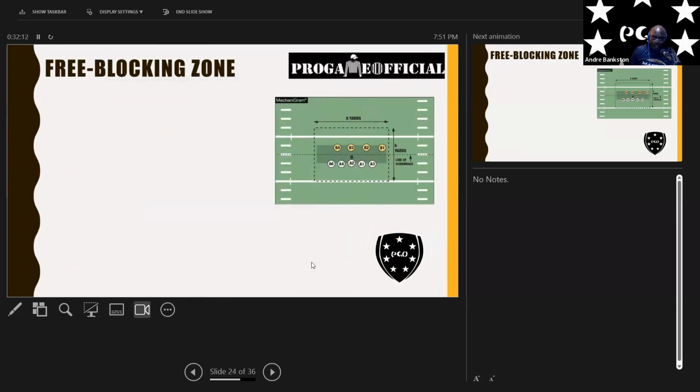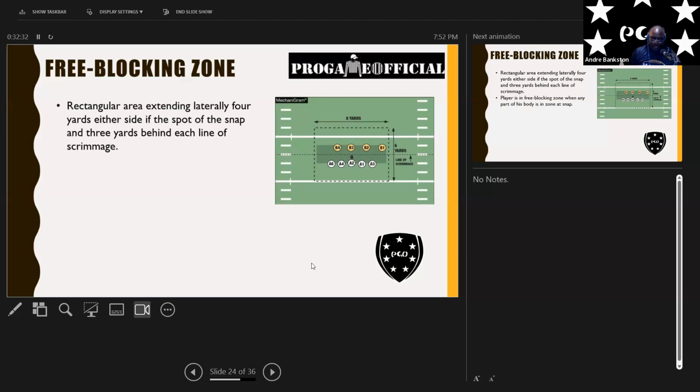All right, the free blocking zone. The free blocking zone consists of, again, for high school and for national tournaments, 4 yards on either side of the snapper, and 3 yards on either side of the line of scrimmage. So it's 6 by 8 or 8 by 6. It is the rectangular area extending laterally on either side of the spot of the ball. A player is in the free blocking zone when any part of his body is in the zone. One foot, two feet, it doesn't have to be completely in there, but that's the free blocking zone.